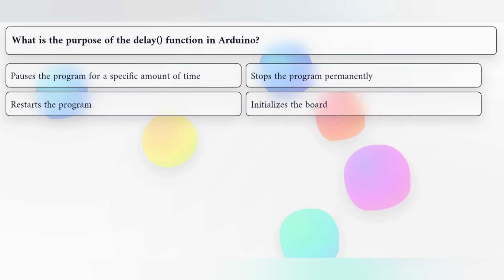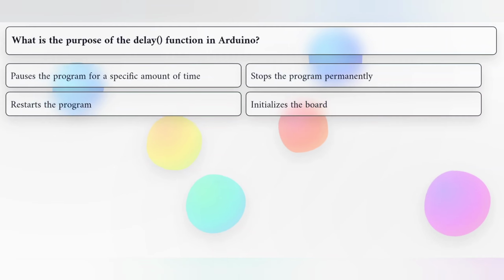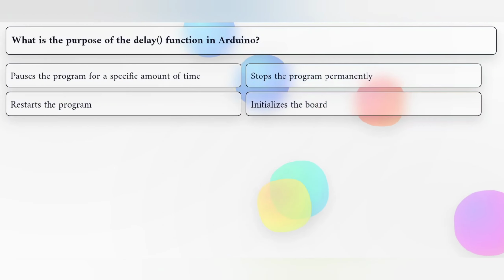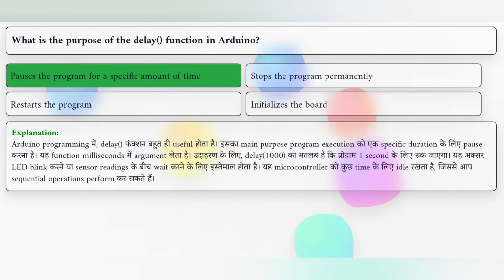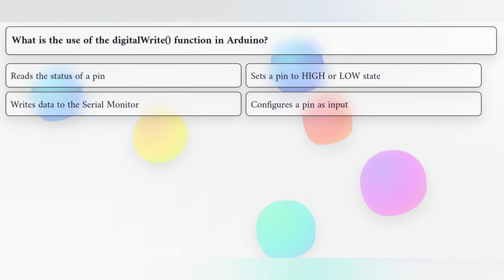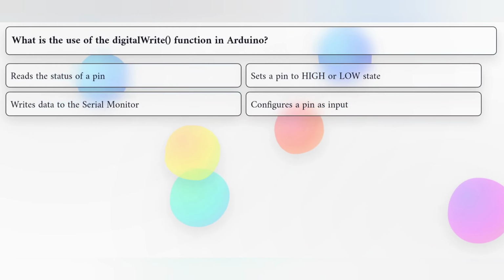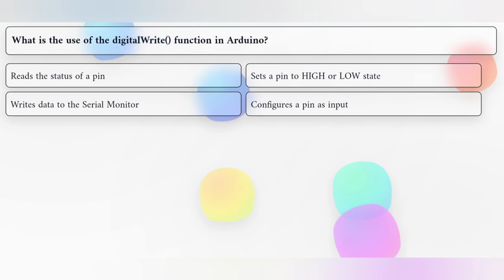What is the purpose of the delay function in Arduino? Pauses the program for a specific amount of time. Stops the program permanently. Restarts the program. Initializes the board. What is the use of the digitalWrite function in Arduino? Reads the status of a pin. Sets a pin to high or low state. Writes data to the serial monitor. Configures a pin as input.